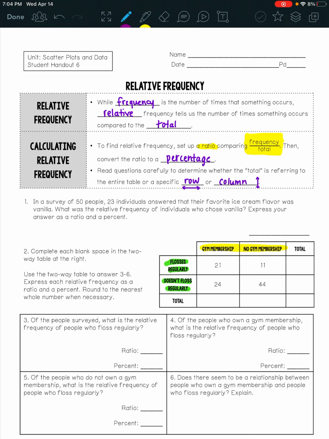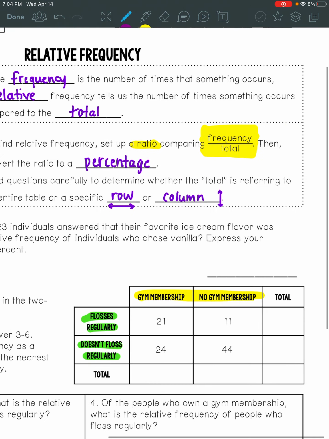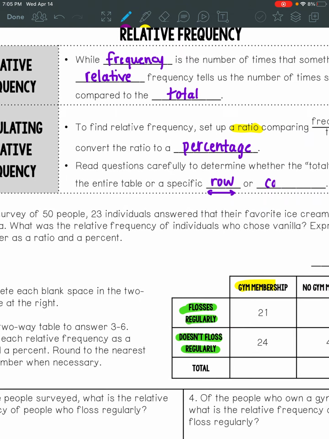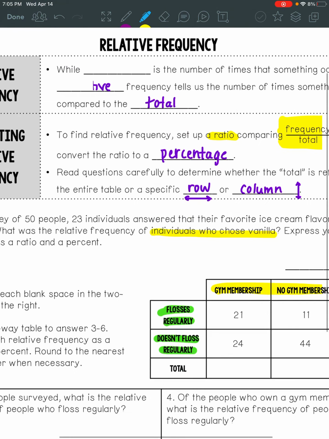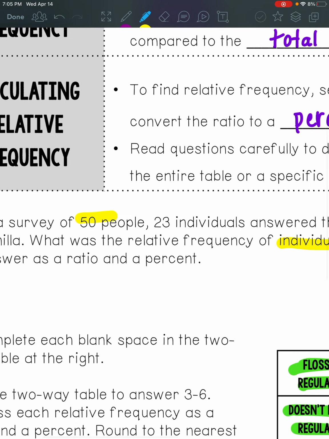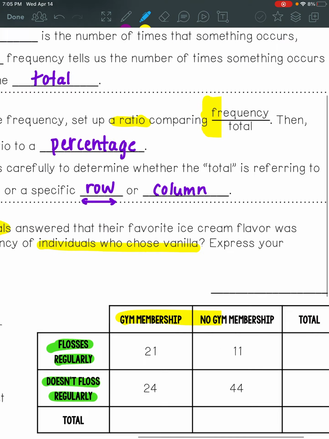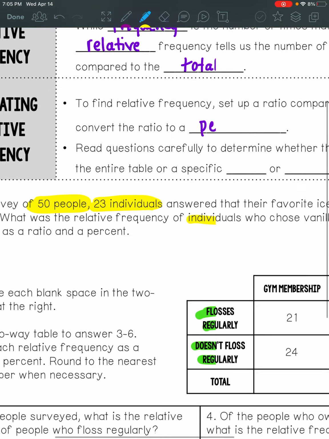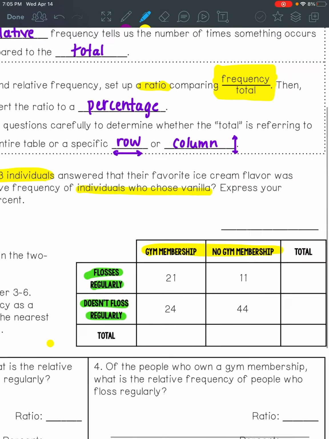In a survey of 50 people, 23 individuals answered that their favorite ice cream flavor was vanilla. What's the relative frequency of individuals? Here are the important parts that I'm talking about. The individuals who chose vanilla, and we're going to relate that to the total. So let's pull out some important parts here. We know that there were 50 people surveyed. We know 23 individuals prefer vanilla. So we're trying to figure out the relative frequency, the percentage of people who chose vanilla out of the total. It says express it as a ratio and a percent.